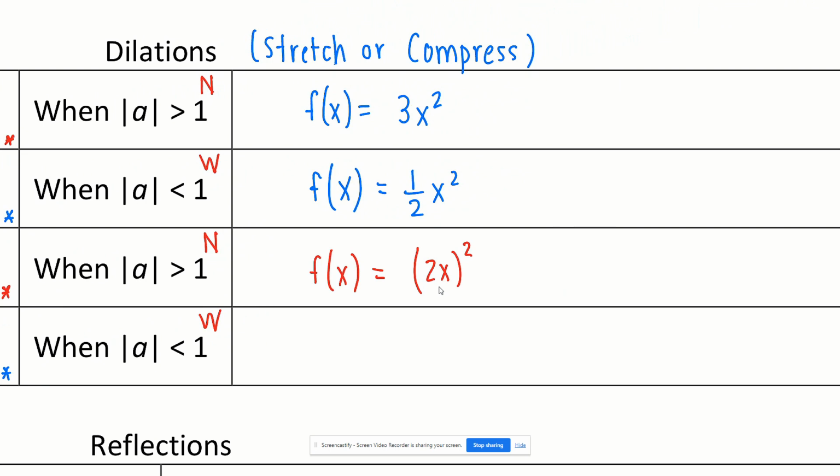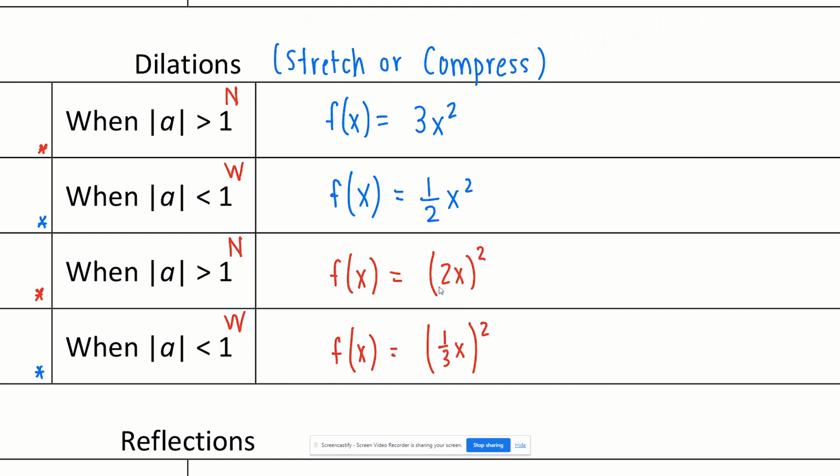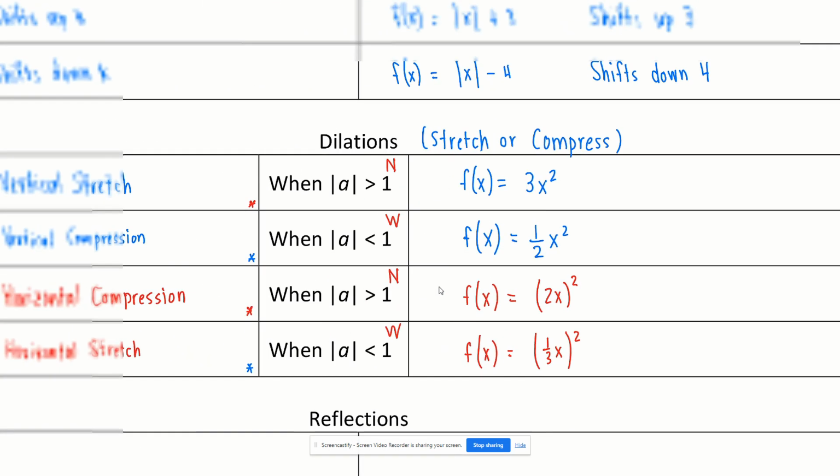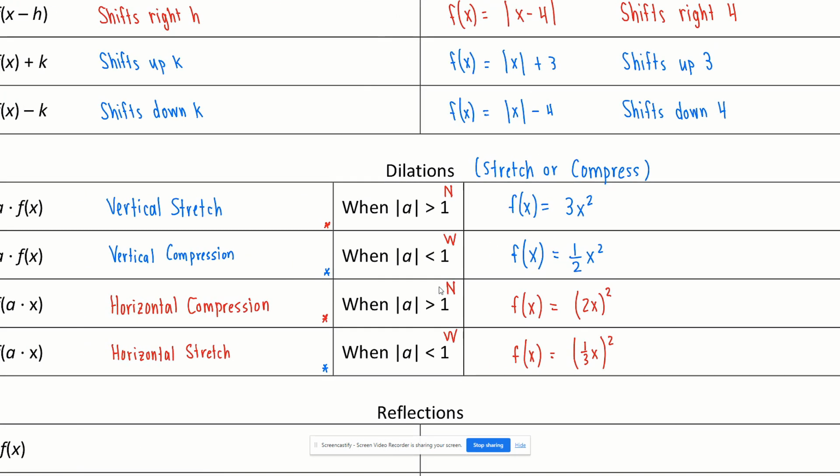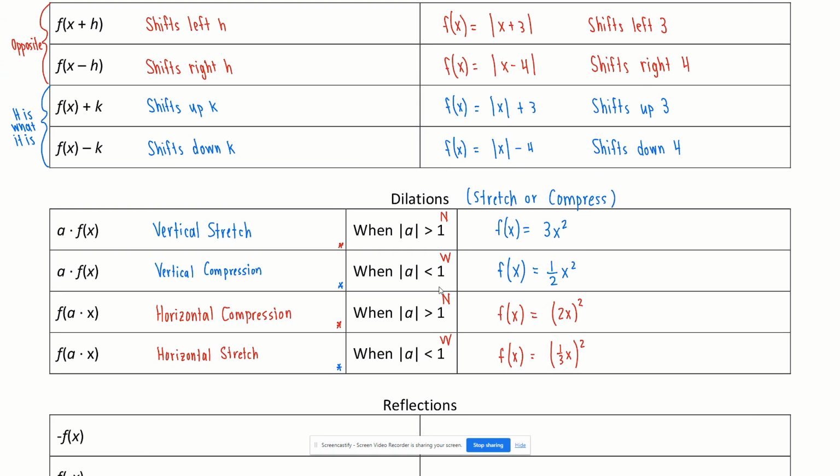And then, of course, if that value is smaller than 1, so let's say it's 1/3 times x squared. Look, it's less than 1, so I know it makes it wider. It's happening on the inside. So what horizontal dilation makes it wider? That's a horizontal stretch. Okay? So I hope that makes sense.